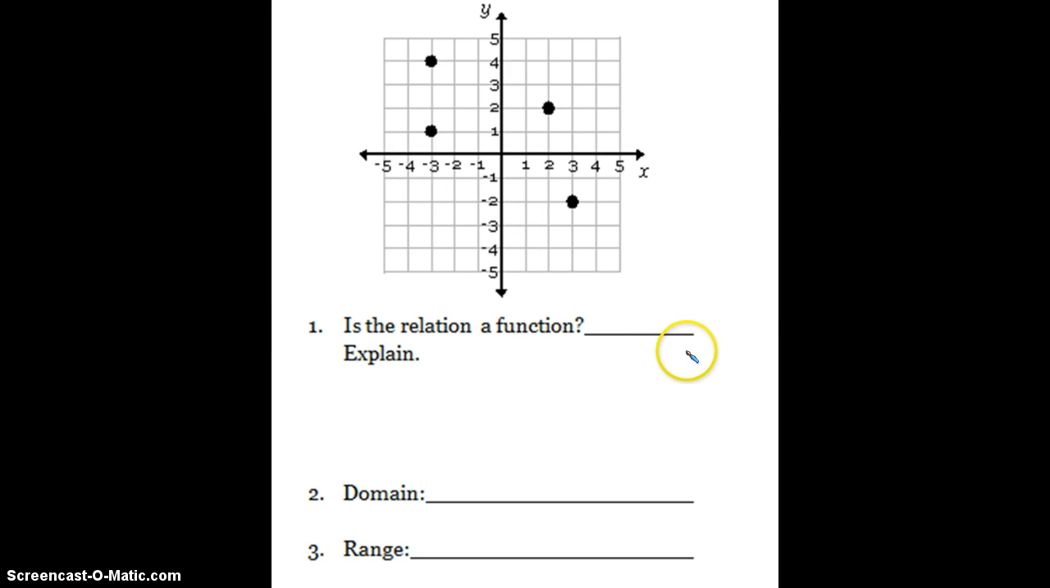Here's 4 more examples of whether something's a function or not, and then giving the domain and the range. All right, for number 1, this first one here. If we had to, we could label all the coordinates.